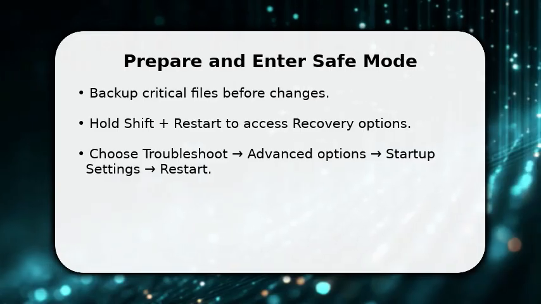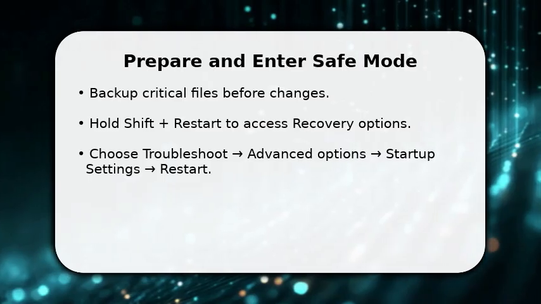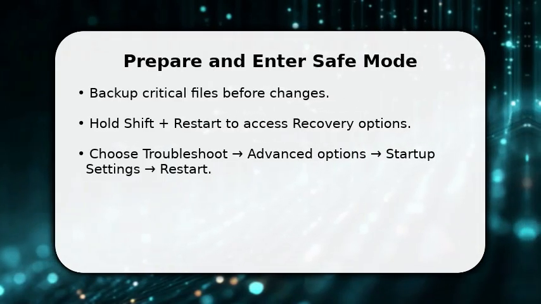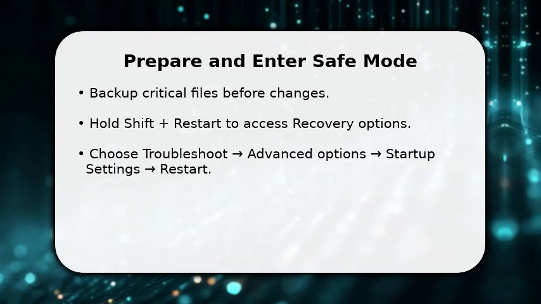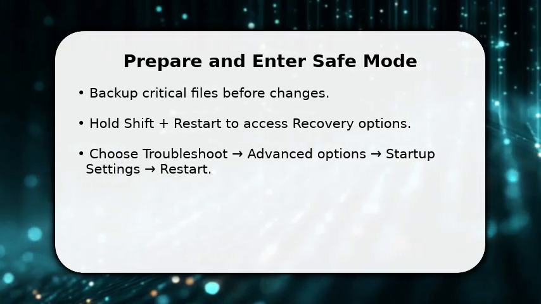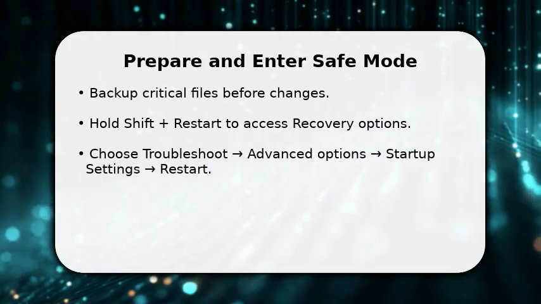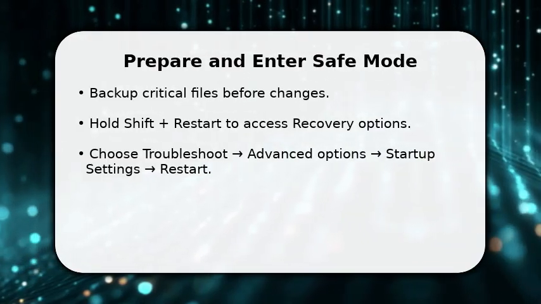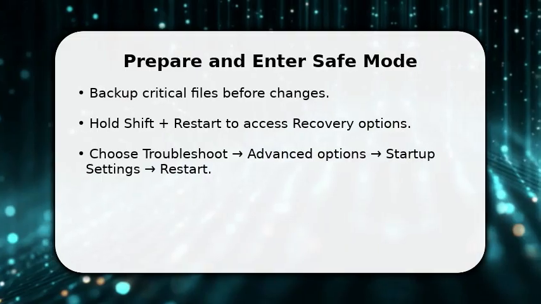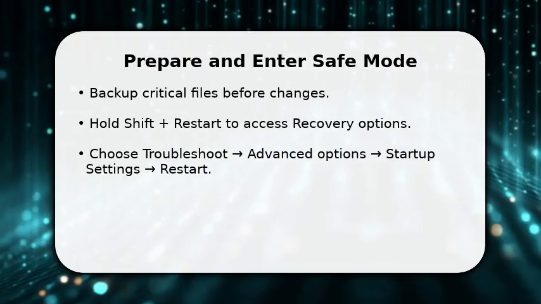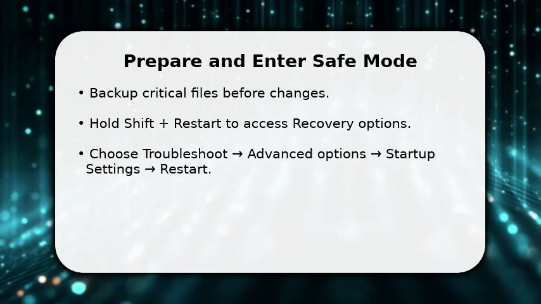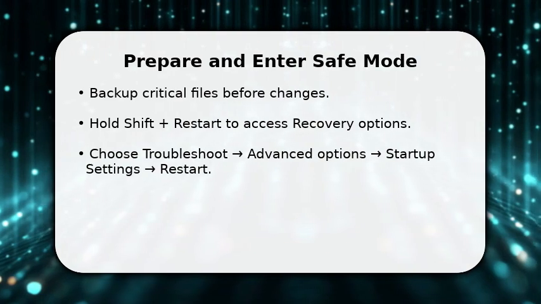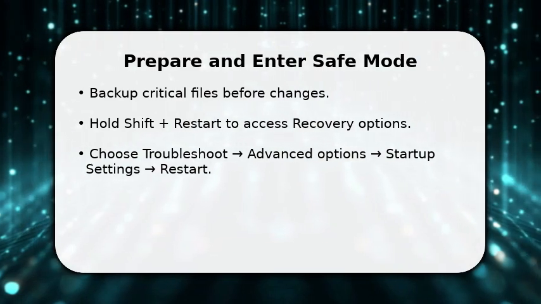You'll start by entering safe mode so drivers don't block changes. First, make a quick backup of important files. Once done, hold Shift while you click Restart, then select Troubleshoot, Advanced Options, Startup Settings, and Restart again. When the menu appears, press 4 or F4 for safe mode. Press 5 or F5 for safe mode with networking if you need internet. You're now in a controlled environment where you can safely update or roll back drivers without the system repeatedly crashing.